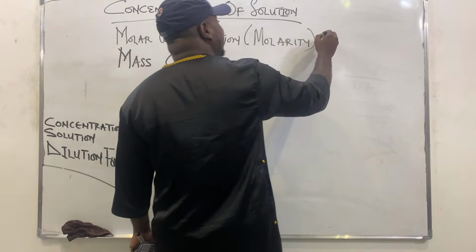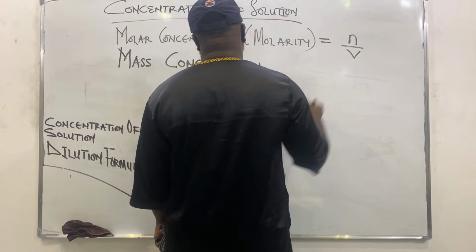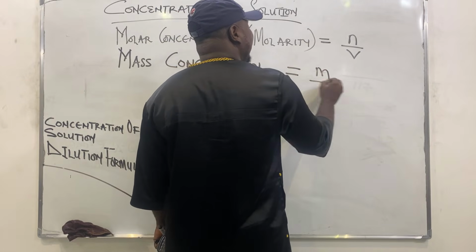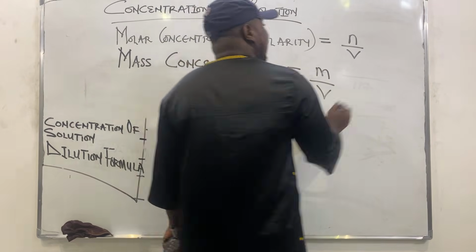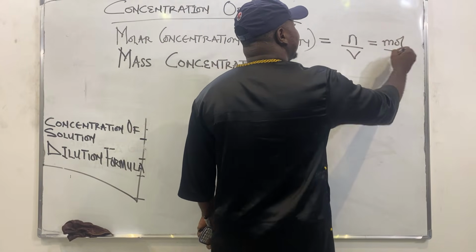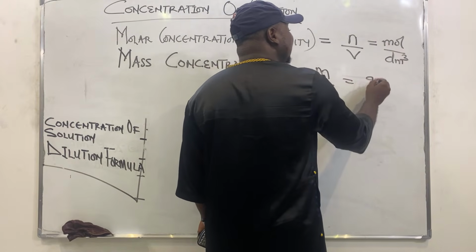Class, the molar concentration formula is the number of moles divided by the volume, while the mass concentration formula is mass divided by volume. Now, because this is number of moles per volume, the unit will be mole per dm³. Because this is mass over volume, this will be grams per dm³.